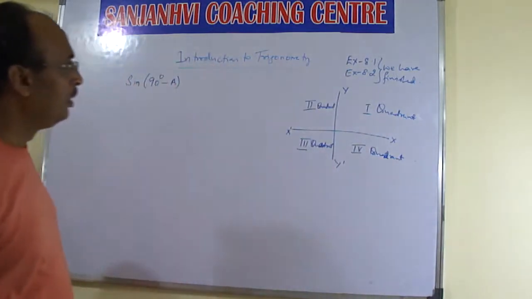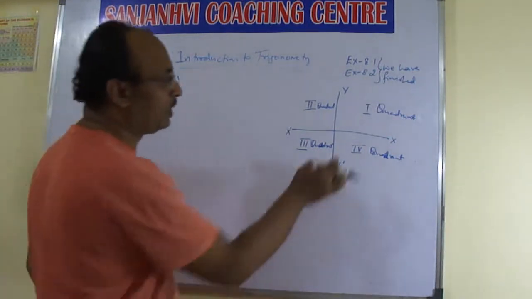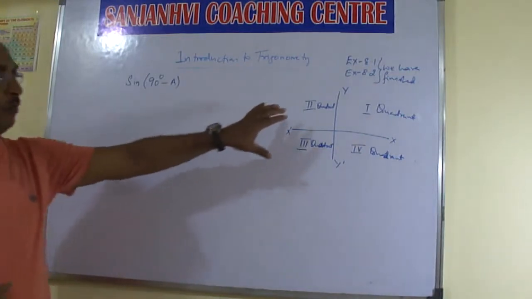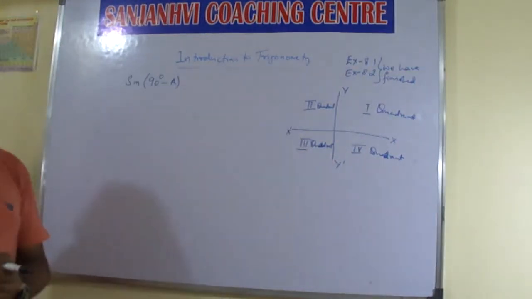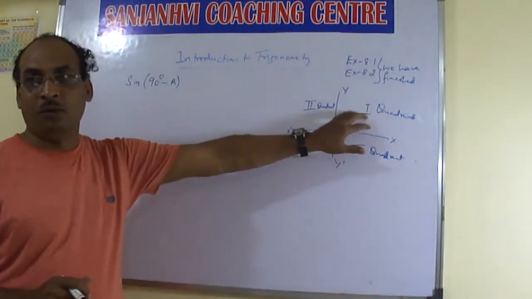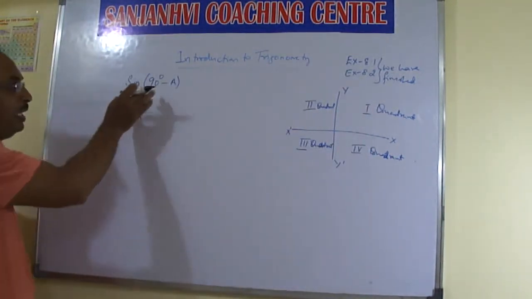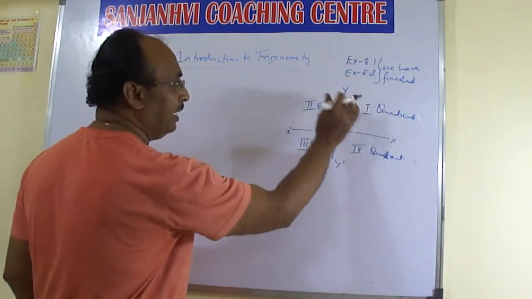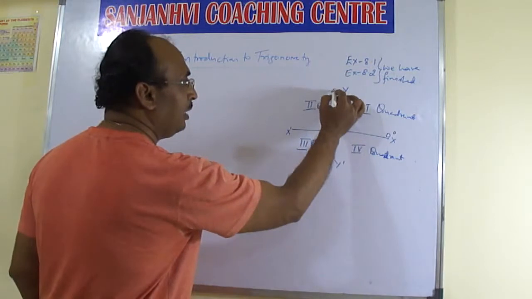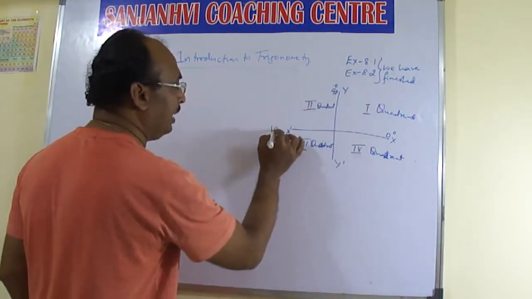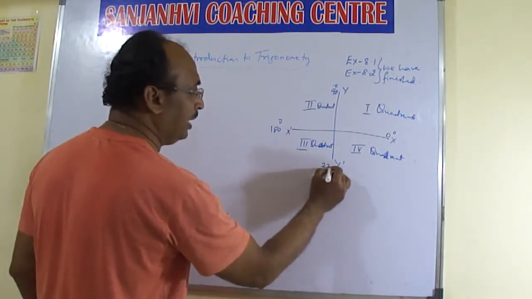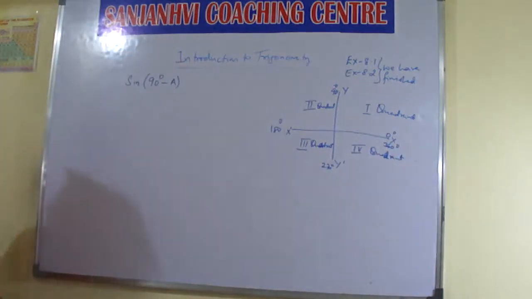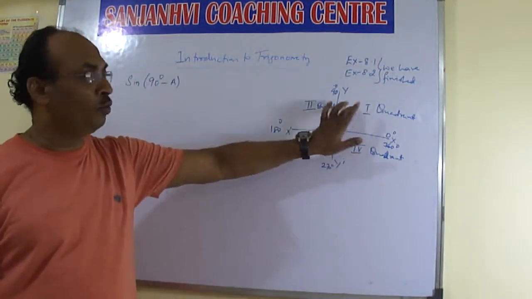Mainly our discussion will be limited to the first quadrant only. Later on in 11th standard, you will be studying about the second, third, and fourth quadrants. At present, we need to study only the first quadrant, which means the angle between 0 to 90 degree. This is 0 degree, 90 degree, 180 degree, 270 degree, and again back to 360 degree. So our discussion is limited to 0 to 90 degree.